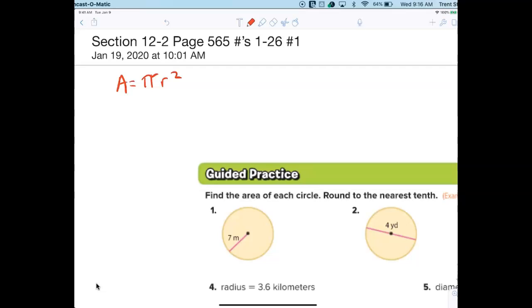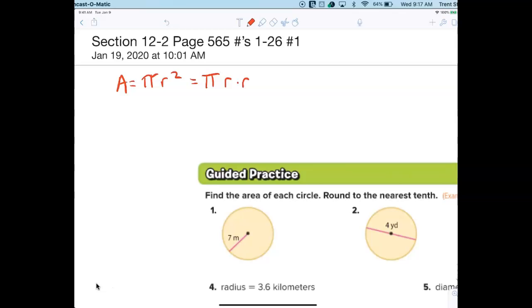Pi r squared. Now I always try to tell kids how to remember the difference between circumference and area. Circumference is one-dimensional. Area is two dimensions. So you need a length and a width, or two variables, to find area. How are there two variables here? Because that is technically pi times r times r. That gives you the two dimensions. But again, we have the square button on our calculator, so it's going to be super easy.